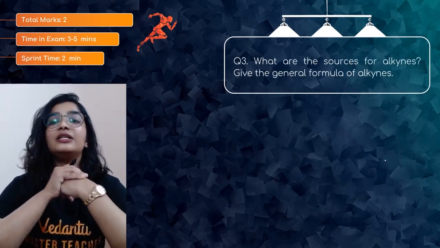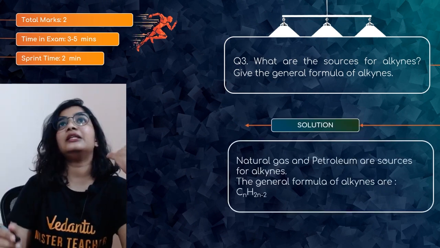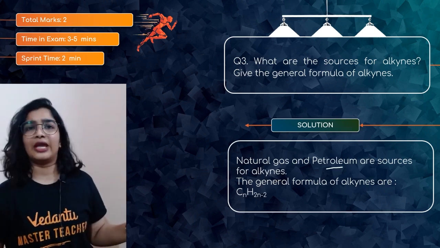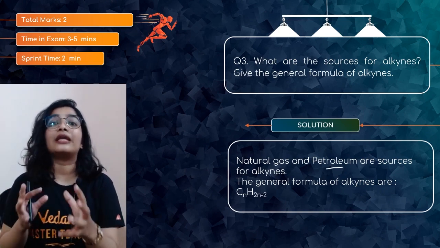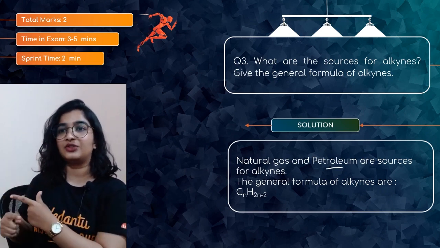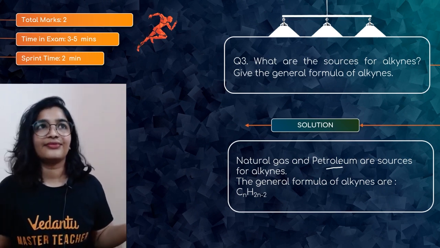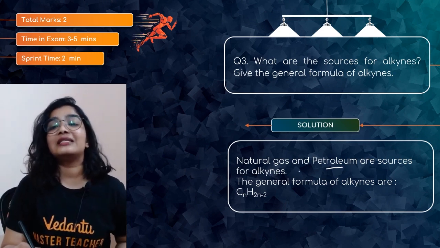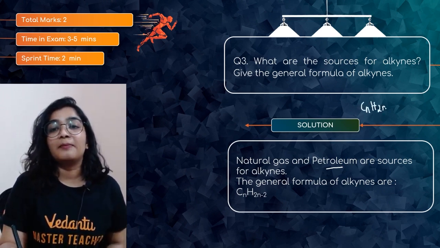Question number 3. What are the sources for alkynes? Give the general formula of alkynes. The sources are basically natural gas and petroleum products. These are the sources for most organic compounds, not only alkynes. When you talk about the sources of organic compounds or hydrocarbons, our focus will shift towards natural gas, petroleum products, and plant and animal wastes. They all contain organic compounds, hydrocarbons. Natural gas and petroleum are the sources for alkynes, and the general formula is CnH2n-2.